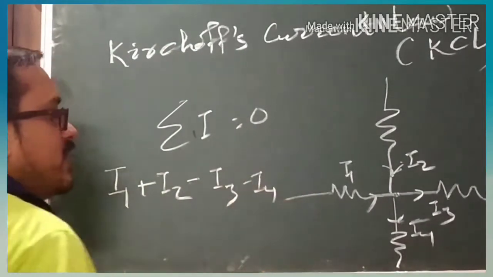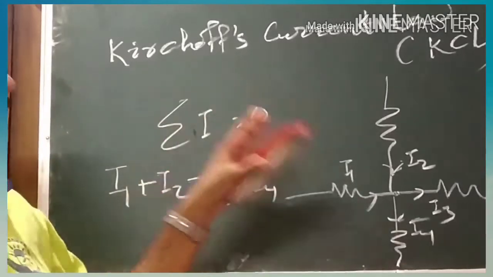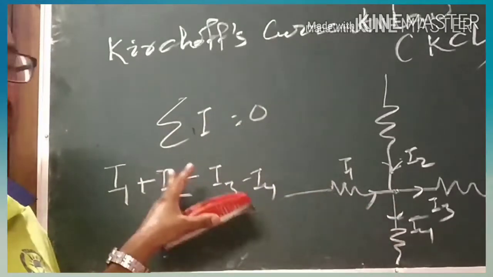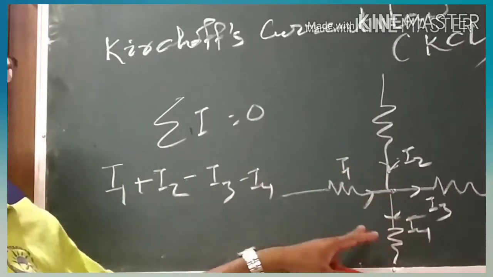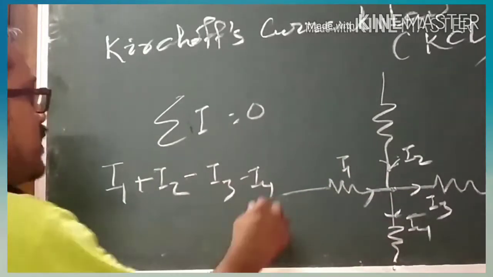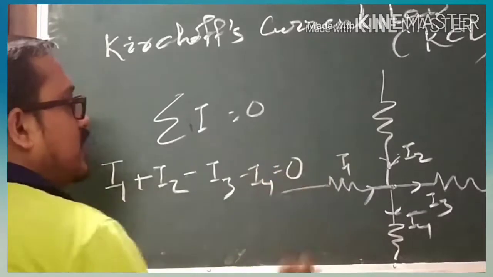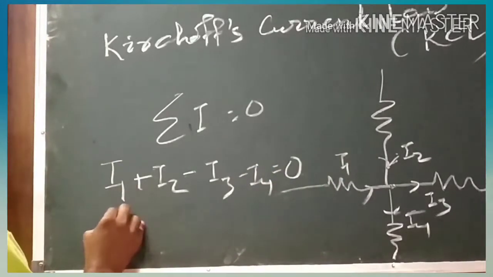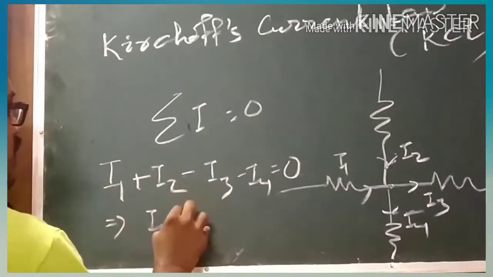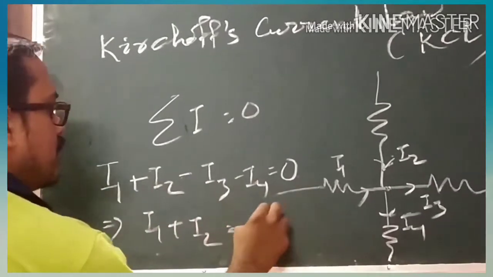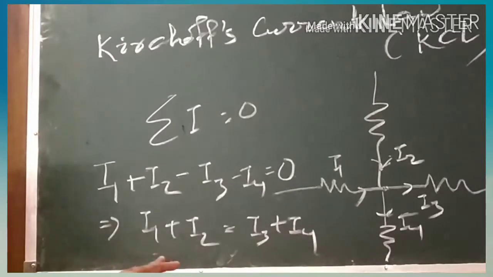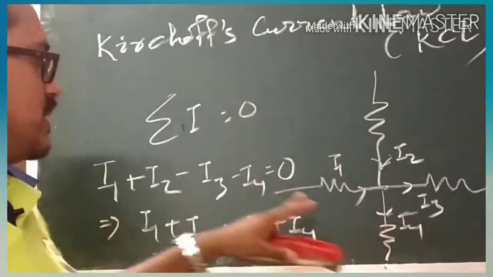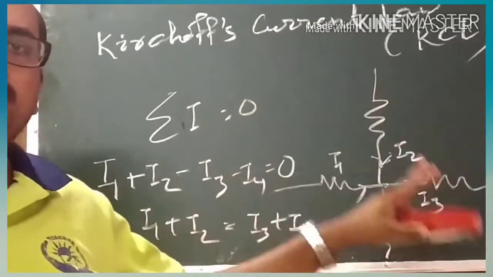So the currents which are moving towards the junction are taken to be positive, and the currents which are moving away from the junction are taken as negative. As we know from Kirchhoff's law, the net current is 0. So in this case I1 plus I2 will be equal to I3 plus I4. That means the net current entering the junction is equal to the net current leaving the junction.